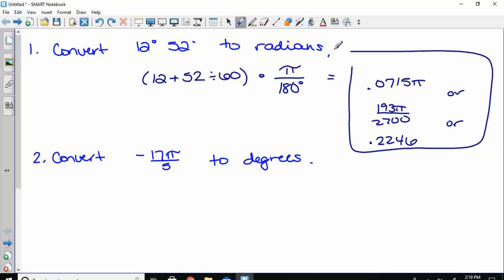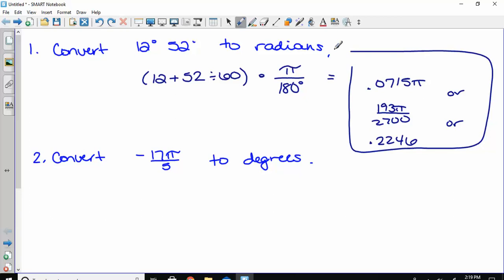Typically, I leave the pi in there, so I prefer the first and second. A lot of times we're going to get nice answers like 3 pi over 4, those kinds of things, so we don't want to multiply out the pi there. But when you have degrees and minutes, it's very likely that your answer will be ugly, so that would be one where you might choose to multiply out your pi.